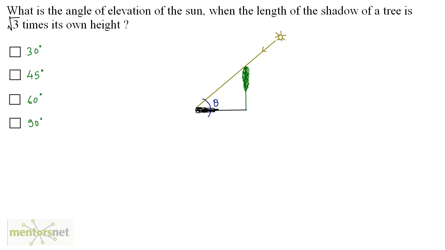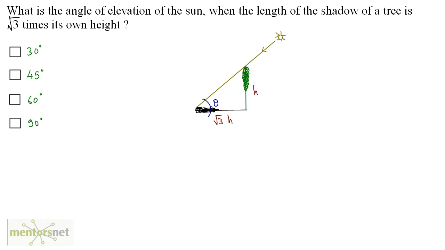Now what else is given? Well, we have been given that the length of the shadow is root 3 times its own height. So let the height of this tree be h. So the length of the shadow will be root 3 times h.